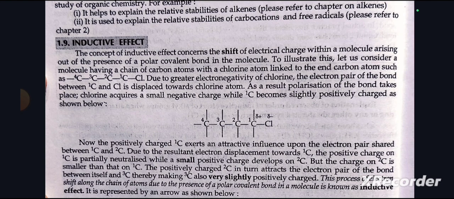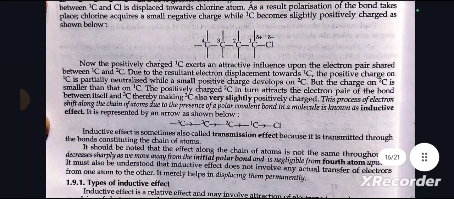Due to greater electronegativity of chlorine, the electron pair of the bond between C1 and Cl is displaced towards the chlorine atom. As a result, polarization of the bond takes place. Chlorine acquires a small negative charge while C1 becomes slightly positively charged, as shown below. C4, C3, C2, C1 slightly positive, Cl slightly negative.